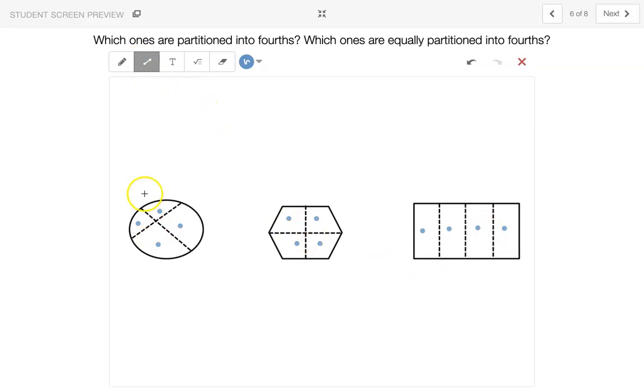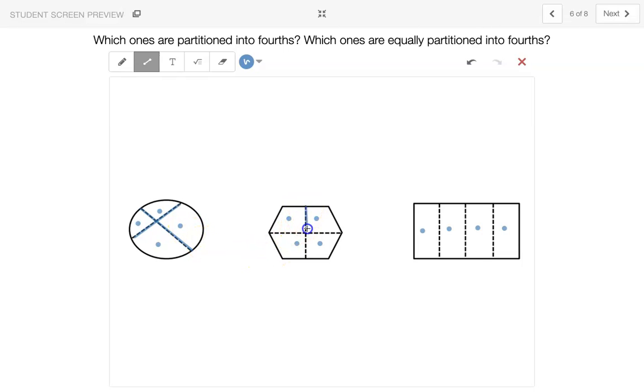Let's use our little drawing tool here, right? Goes down. First, I divide it in half. All right, well, we're off to a good start. But then it goes all the way down toward that end. And I can see that this is much smaller than that side. And this is much smaller than that side. So that is not equally partitioned.